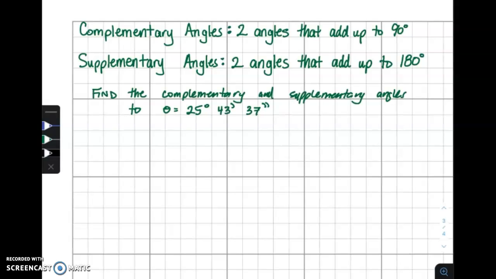Complementary angles are two angles that add up to 90 degrees. Supplementary angles are two angles that add up to 180 degrees. So with that in mind, we're going to find the complementary and supplementary angles to the angle 25 degrees, 43 minutes, and 37 seconds. So let's talk about that real quick.